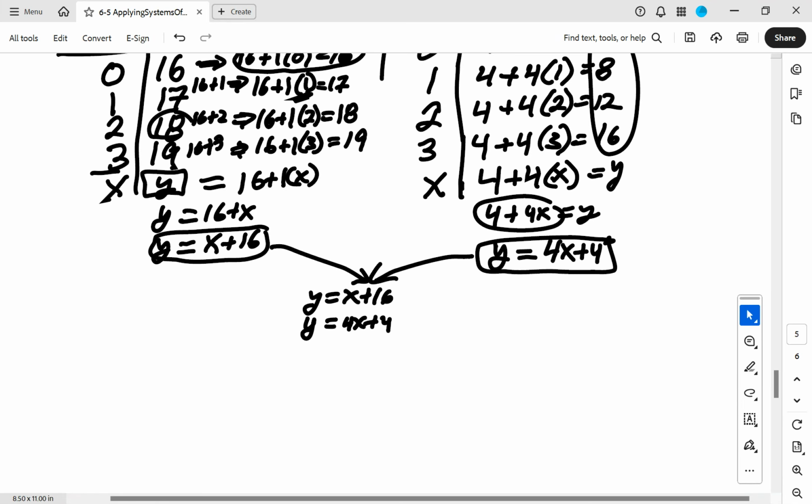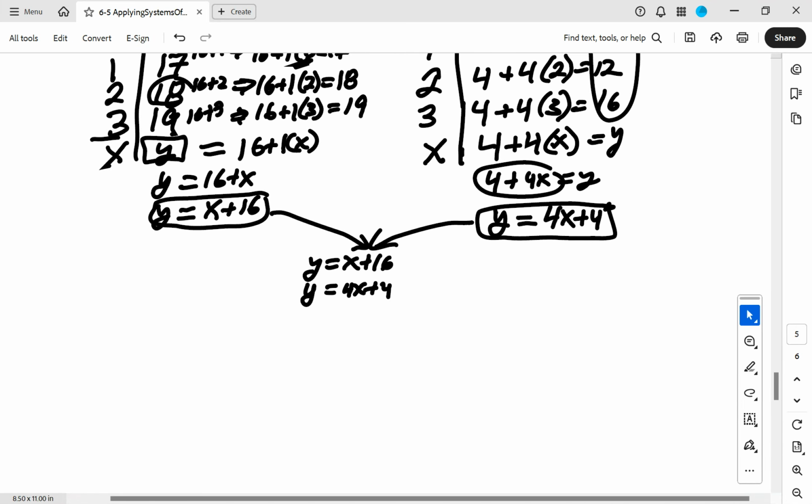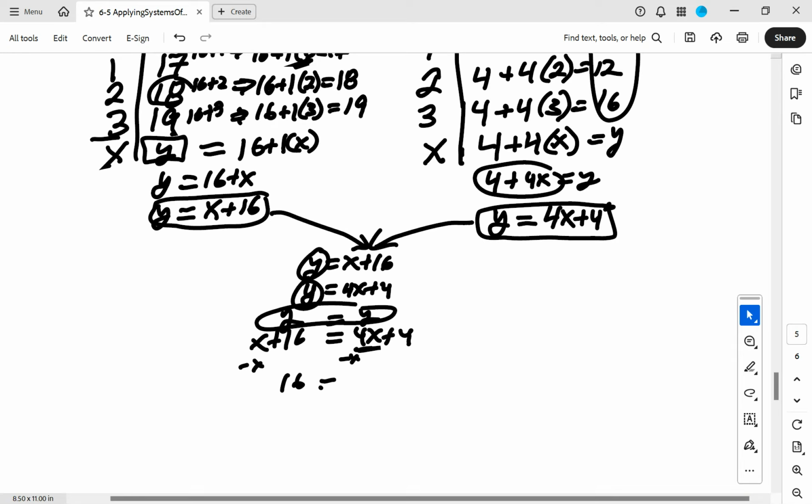Oh, this is one of those that we could pretty easily graph, but it's even easier just to say y equals y. And since y equals y, then x plus 16 must equal 4x plus 4. Like that. X plus 16 equals 4x plus 4. I think I'm going to get the x's on the same side, but on this side the x's are larger. So I'm going to do minus x, and that's going to be 16 equals, well, 4x take away x is 3x, so got that, and plus 4.